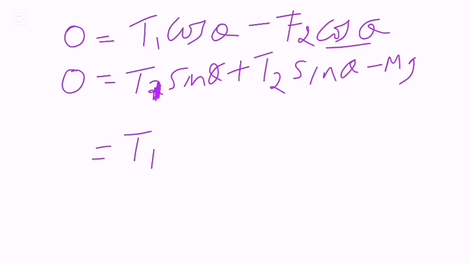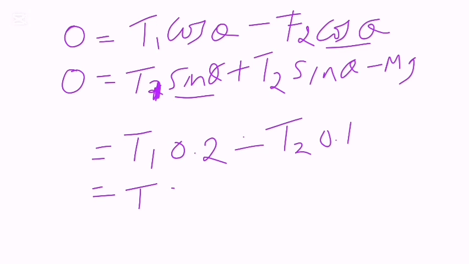I'll give an example. Maybe it gives you 0 point something, maybe 0.2, right? Then minus tension 2, you calculate, it gives you maybe 0.1. I'm just giving an example. Even here you calculate, tension 2 sine theta maybe gives you 0.3, minus tension 2 sine theta, maybe 0.8, minus mg. Even they'll give you mass and also gravity. If they give you a mass, you just replace there, and it will give you, for example, 0.9.